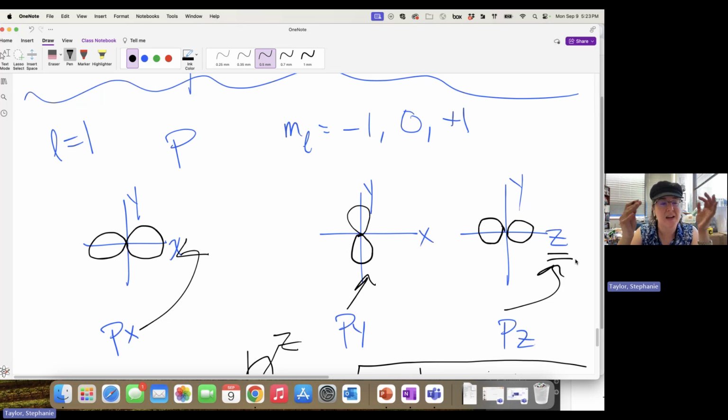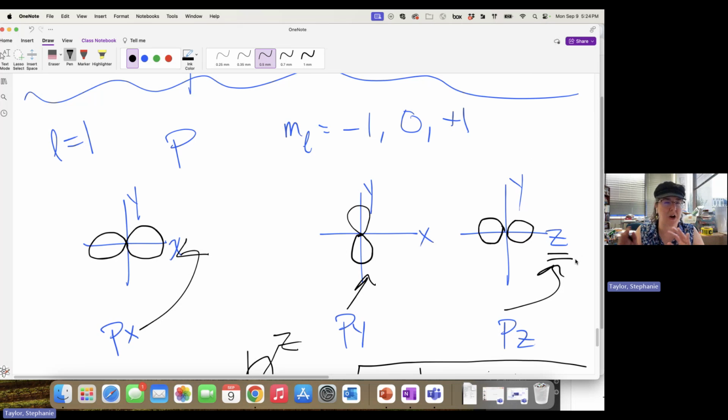Technically, yes, each one of these does correspond to a particular value of M sub L. That's a true statement. We are not going to make y'all memorize that. So we are not going to have y'all know that the PX is a M sub L value of -1. Don't have to know that.